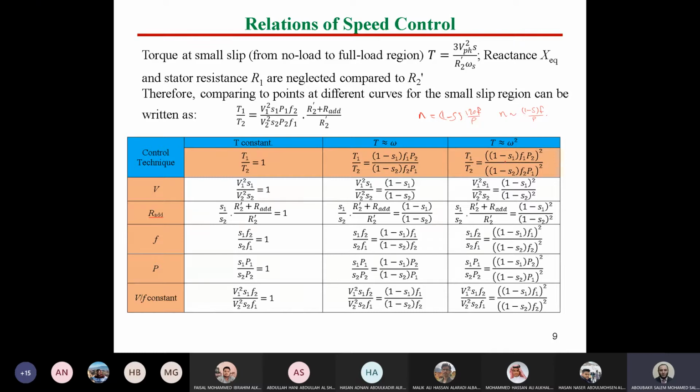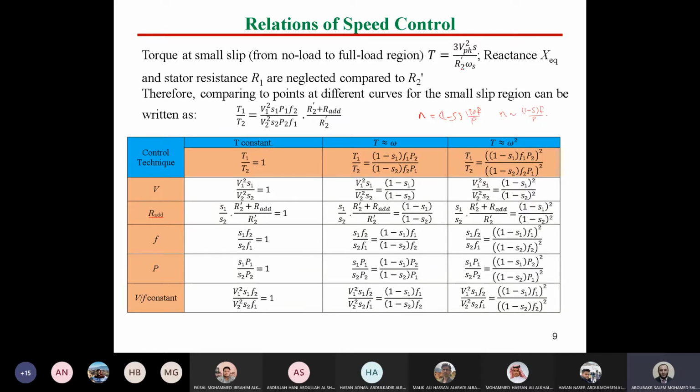Regarding the machine curve, we have many parameters to change the curve, which are the parameters of speed control. We discussed previously, Shabab, that torque at small slip is the part of the characteristic that we need to change in order to make speed control. Torque is proportional to V square S over R2 prime omega S. This is when we neglect the value of X equivalent compared to R2 prime over S, and also neglect R1. This is an approximated relation.